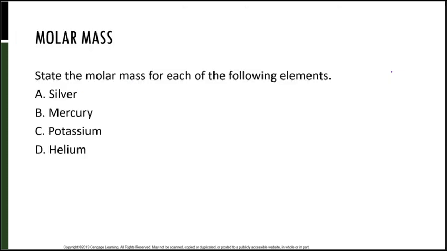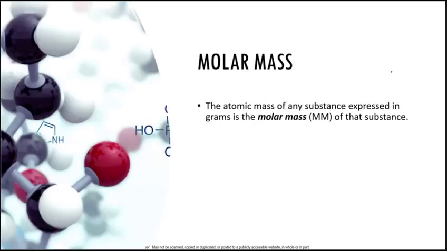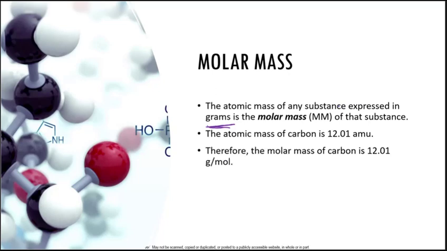So take a minute and pause this video and find the molar mass for each of the following elements. And double check with what I have. So to get into the definition: the atomic mass of any substance expressed in grams is the molar mass of that substance. So I can say the atomic mass of carbon is 12.01 AMU, average atomic mass units. So therefore, the molar mass of carbon is 12.01 grams for 1 mole of carbon.